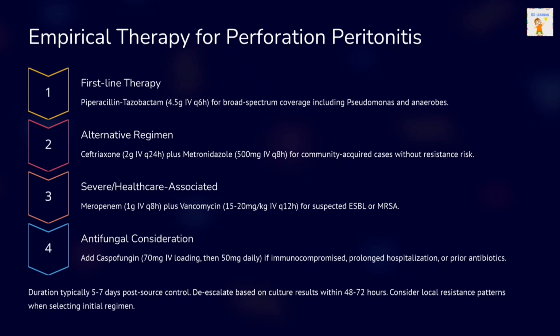Antifungals like caspofungin or anidulafungin need to be covered if we have an immunosuppressed patient with a prolonged hospitalization and prolonged antibiotic usage. Duration is typically 5 to 7 days post source control, and we have to de-escalate based on the culture results within 48 to 72 hours. Also, at the time of starting, we have to consider local resistance patterns. So if there is a high resistance to carbapenems, probably we would add something higher than that, like tigecycline or polymyxin, depending on the presentation.